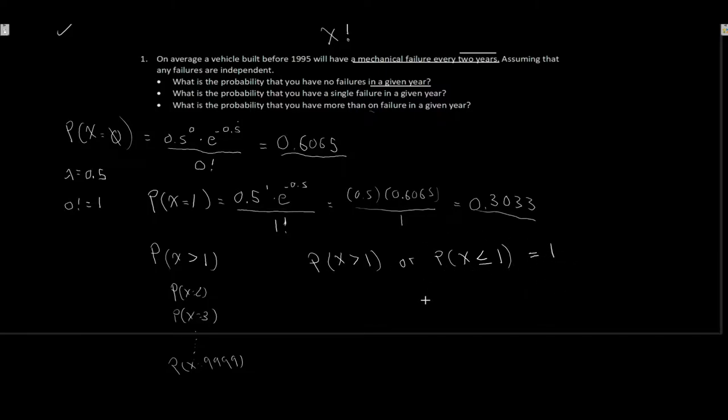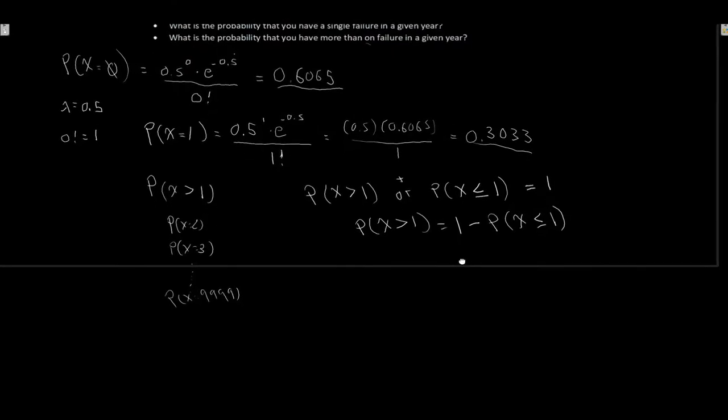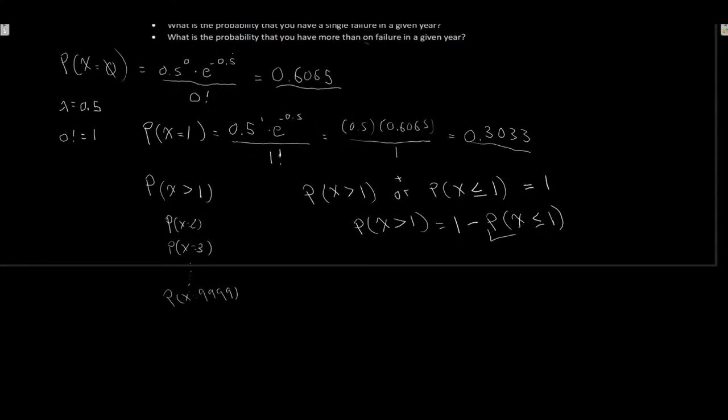We could work this around because, hey, this or, that's just a plus. We could work this around to say that the probability that x is greater than 1 is just going to be 1 minus the probability that x is less than or equal to 1. That is what we really have to do to solve this. We don't have to solve a whole bunch. We just need to work out, what's my probability that x is less than or equal to 1? Well, that is the probability that x equals 1 plus the probability that x equals 0. Using our special addition rule, we sum them together.